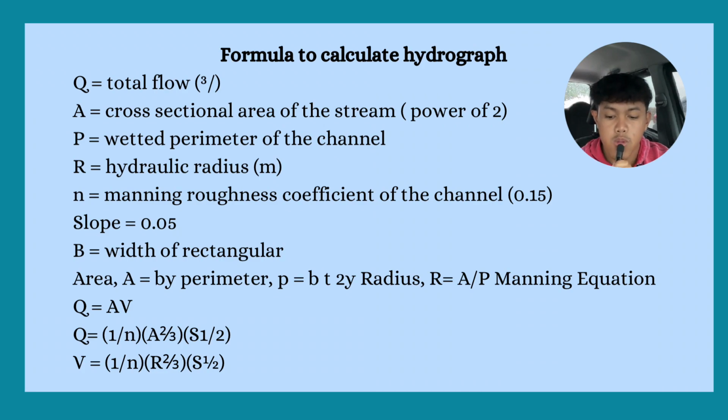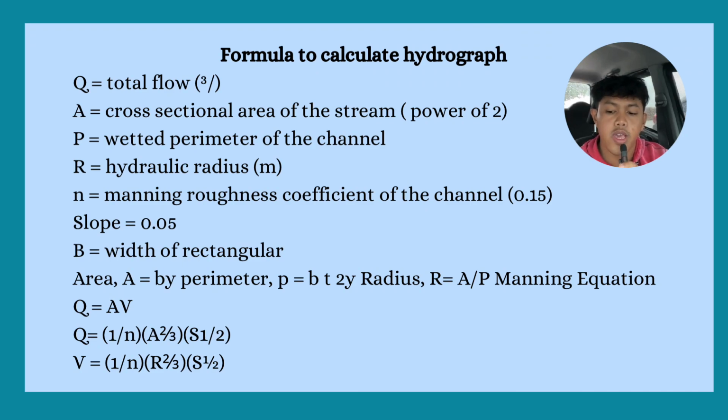Before we go through to the water level data, we have to know the formula to calculate the hydrograph. You can see below here, Q is for total flow, A is for cross-sectional area of the stream, P for the wetted perimeter of the channel, R is the hydraulic radius in meter, and n is the roughness coefficient of the channel, which we are using 0.15, and the slope is 0.05, and B is for the width of the rectangle, and A for the area.